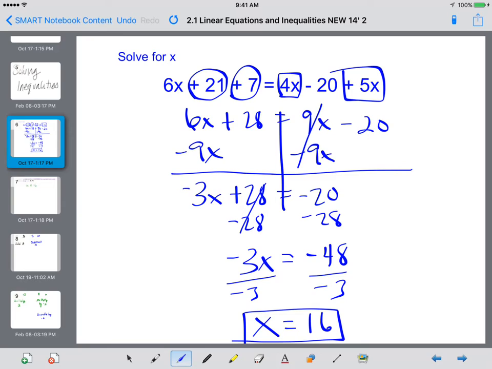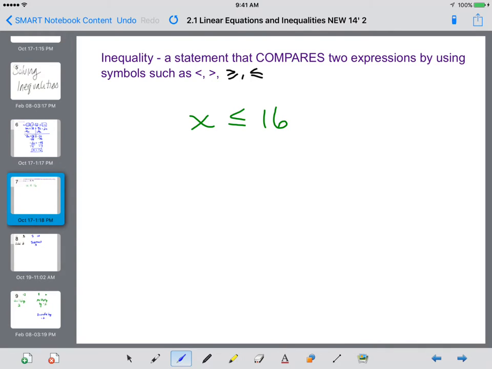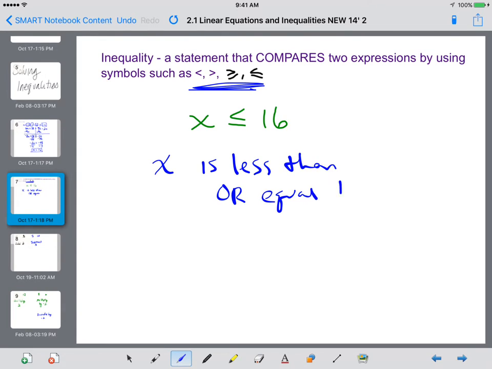We are going to solve inequalities using the exact same steps with one minor detail to help us. An inequality is a statement that compares two expressions by using symbols, such as the four symbols you see written here. The way I would read this statement in front of me is I would say x is less than or equal to 16.